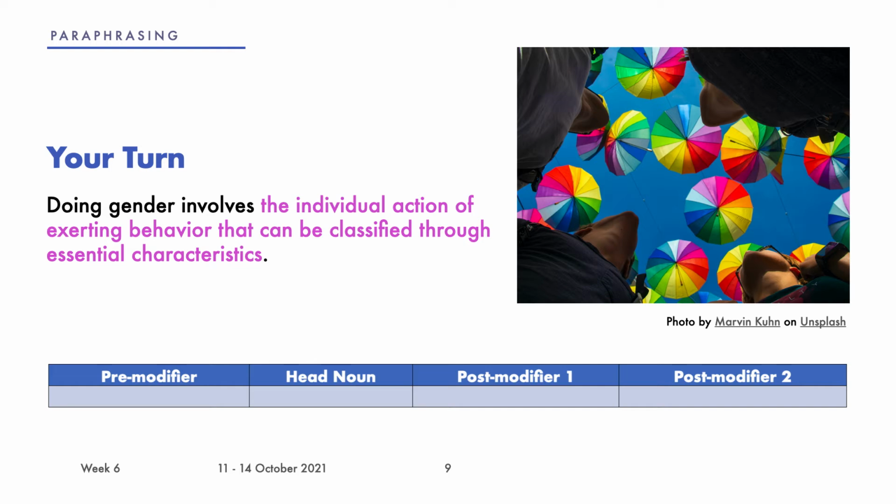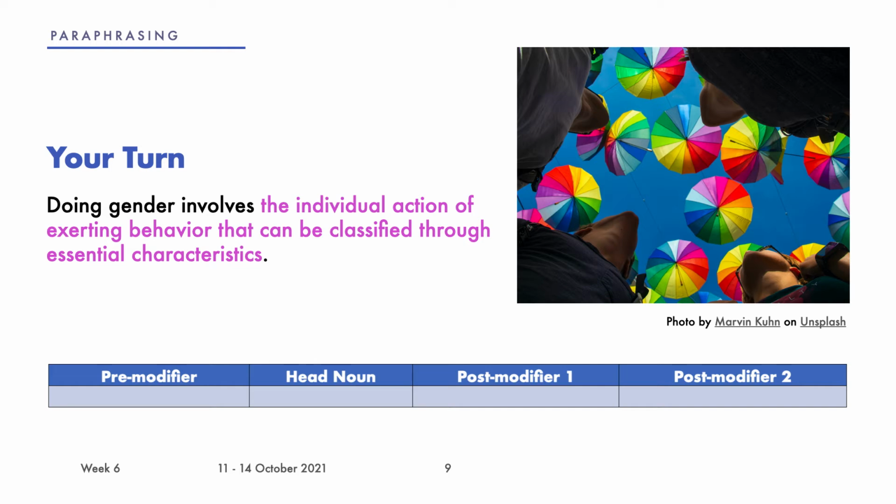In this slide, it is your turn to try, first of all, identifying the complex noun group in the sentence, having to do with the concept of doing gender. This sentence can also be found in your activity sheet if you're in my class. So the sentence goes, doing gender involves the individual action of exerting behavior that can be classified through essential characteristics.